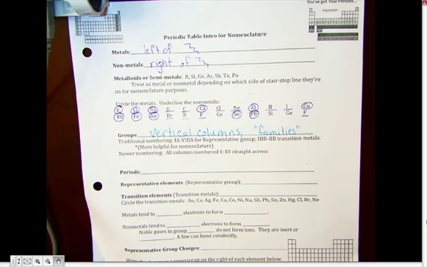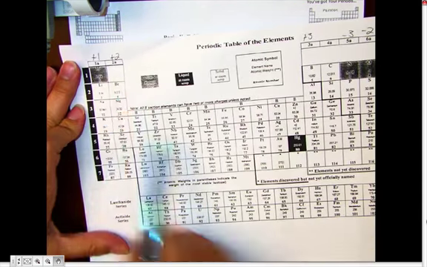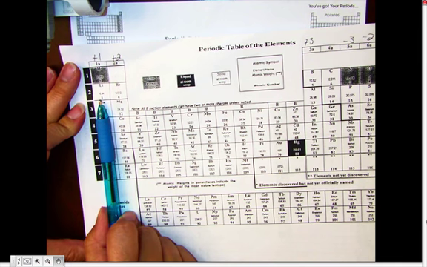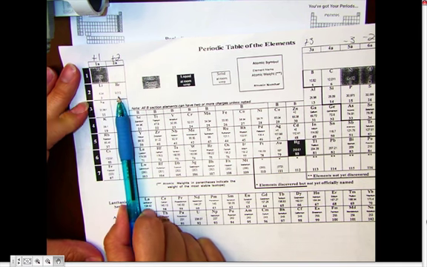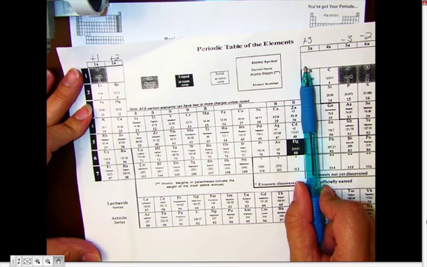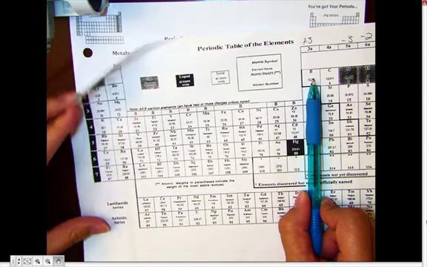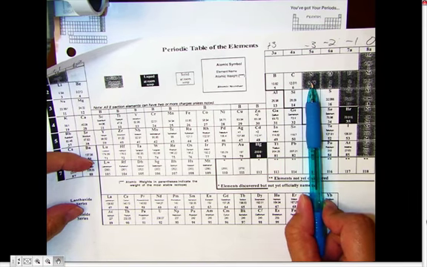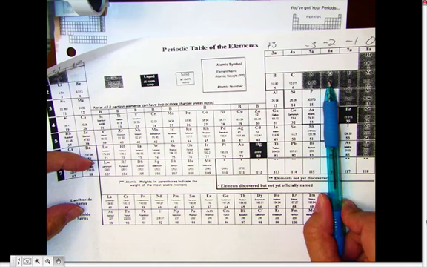And some of you might recall that some of the groups on the table have specific names. But these are the groups going this way. This group is called the alkali metals, group 1. Group 2 is alkaline earth metals. If we skip across over here, this is group 3, that's the boron family. Group 4, the carbon family. Group 5, nitrogen or pnictogens. Group 6, the oxygen family or chalcogens.